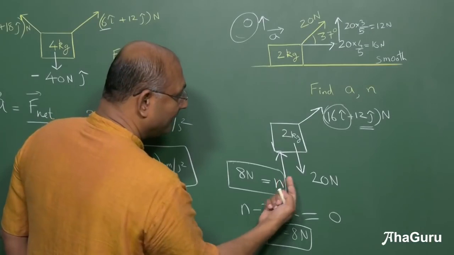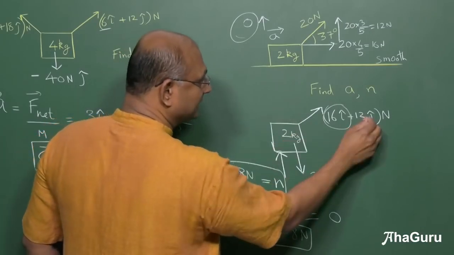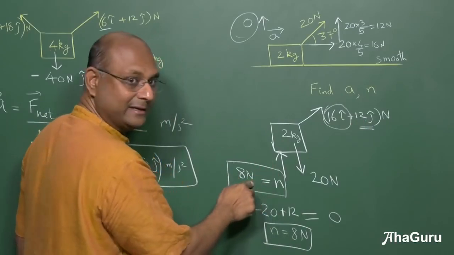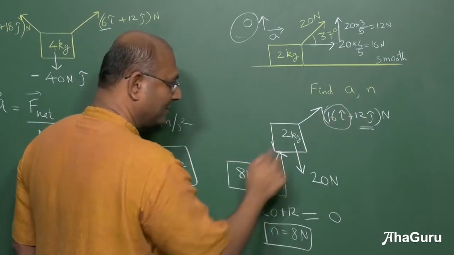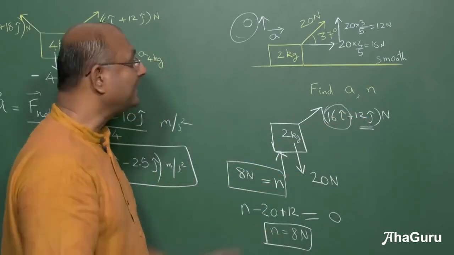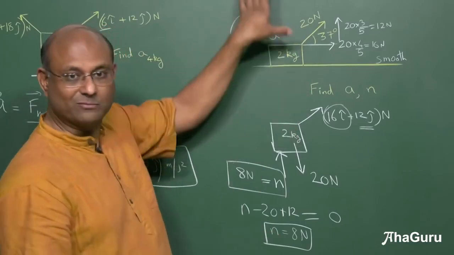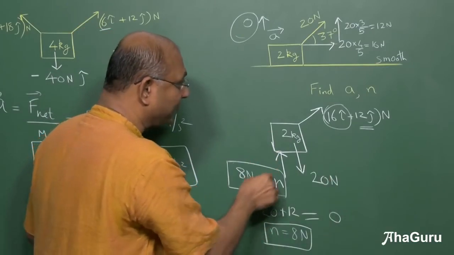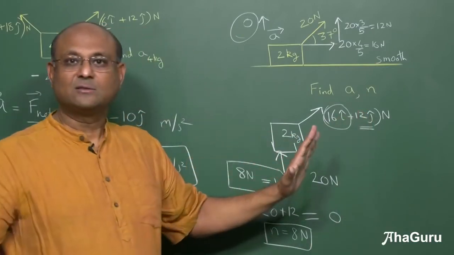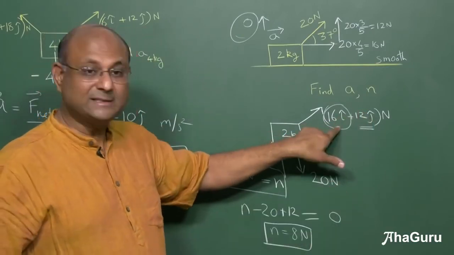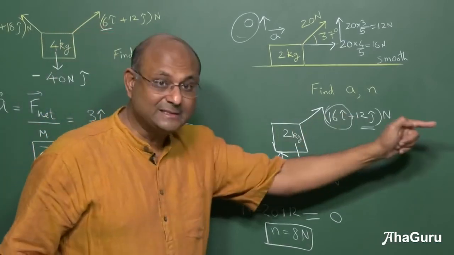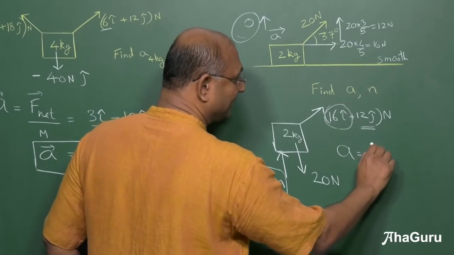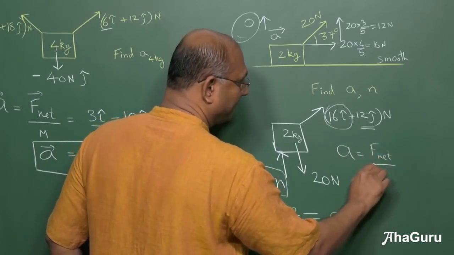Check. This is 12 up, 12 plus 8, 20, downwards 20. This block is not going up or down. What is the net force? This force, this force, this force cancel. So what is the remaining? 16 I cap. 16 I cap means this direction. So therefore acceleration is net force by mass.